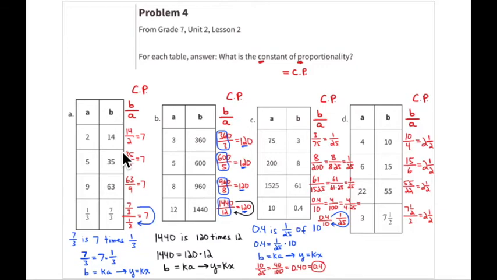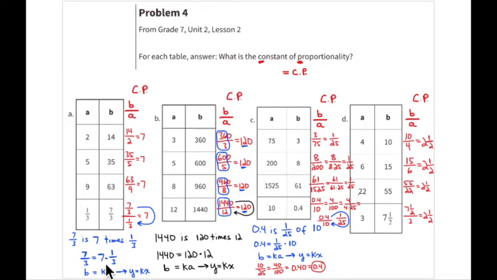And so in this case, the constant of proportionality is 14 divided by 2 is 7, 35 divided by 5, 7, 7, and 7/3 divided by 1/3 is also 7. So each one of these, if you take 2 times 7 is 14, 9 times 7 is 63. So that constant of proportionality tells you what you have to multiply by to get to B. So B is equal to 7 times A.